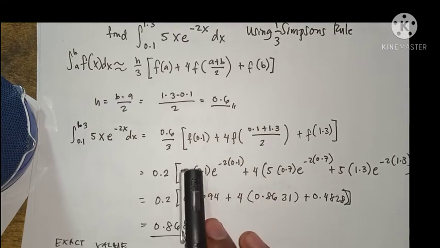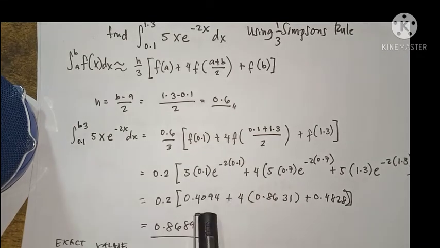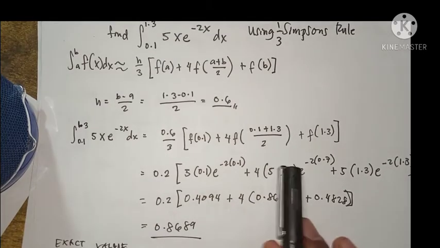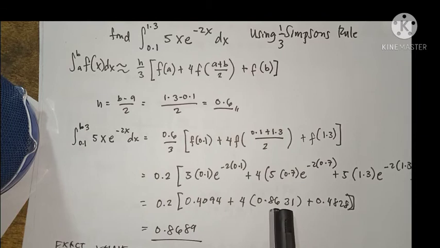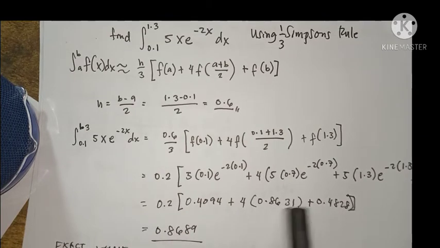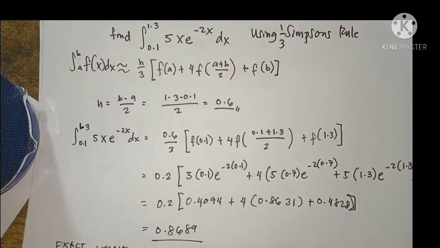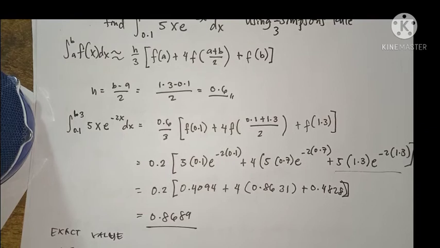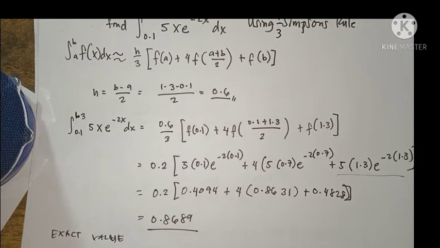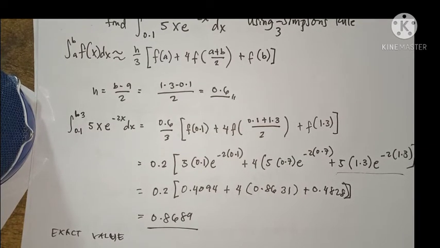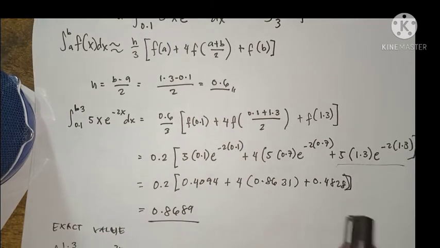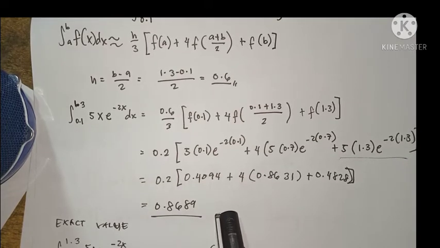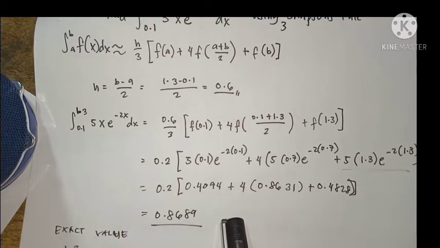So this is the result: 5 times 0.1 e raised to negative 2 times 0.1 is 0.4094, plus 4 times the result of this, which is 0.8631, plus 0.4828. Then we multiply by 0.2 outside, combine all the values, and the result will be 0.8689. So this is the approximate value.